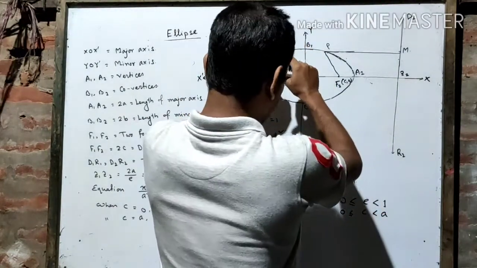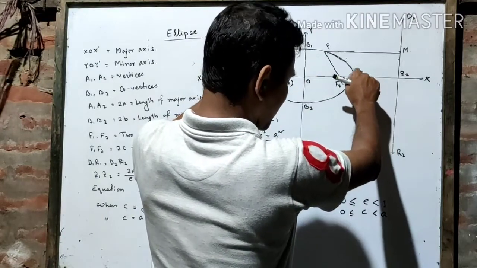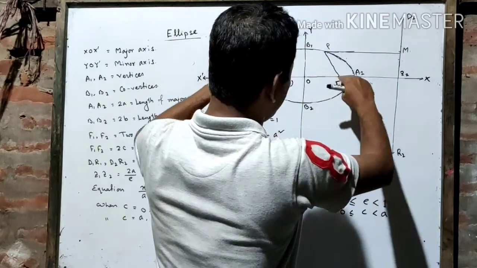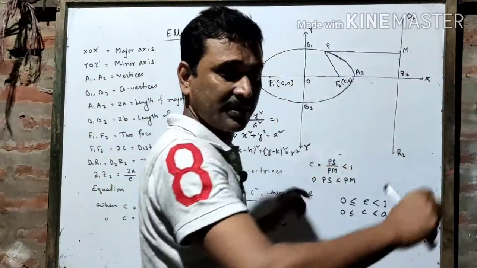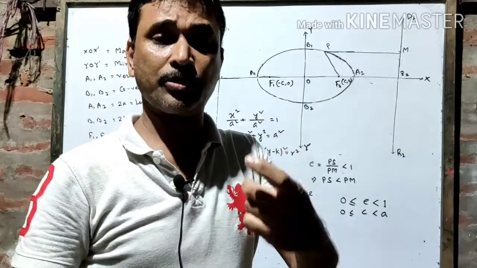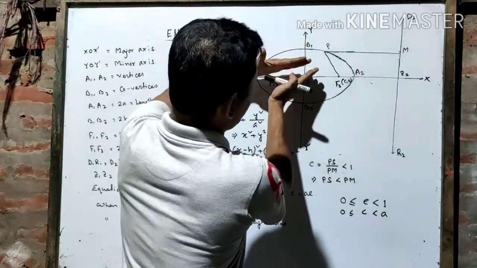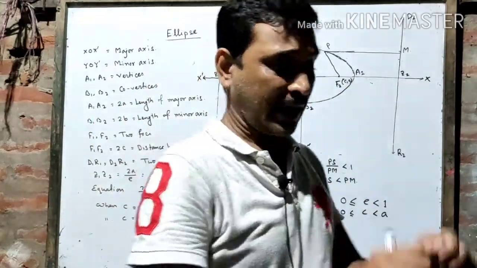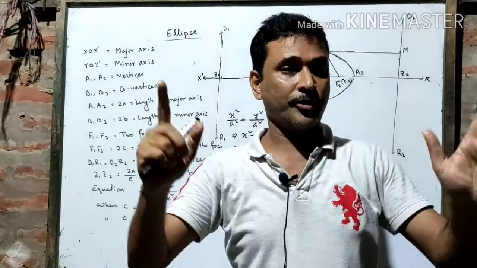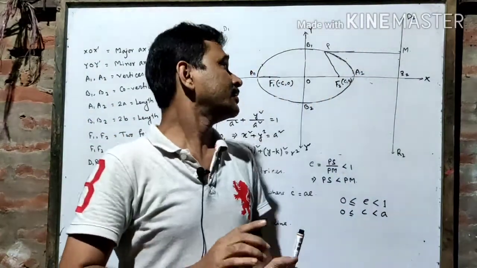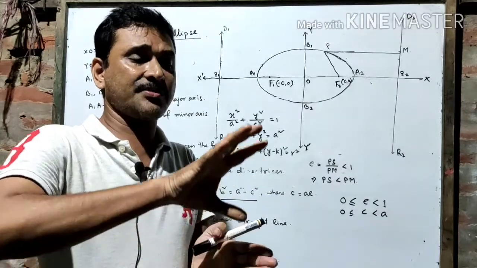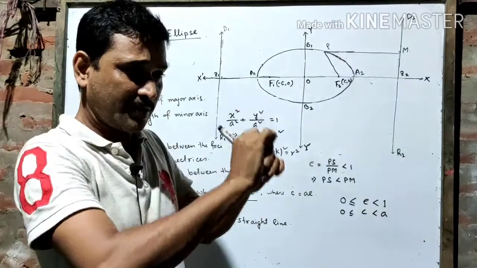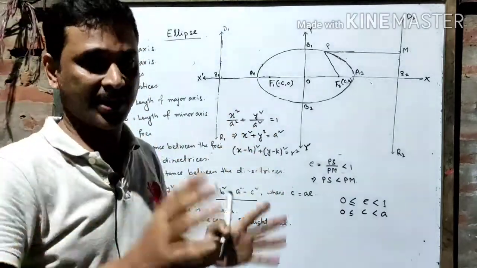So when e becomes 1, c becomes a, and in that case the ellipse will flatten and take the shape of a straight line. When c becomes equal to a, the ellipse will flatten and become a straight line joining the two foci. Thus we can say that as the value of c increases from 0 to a, the ellipse flattens from a circle to a straight line.